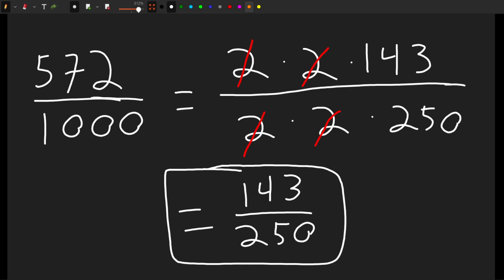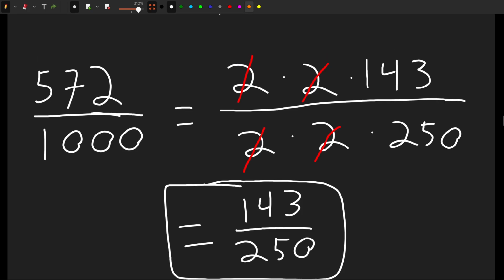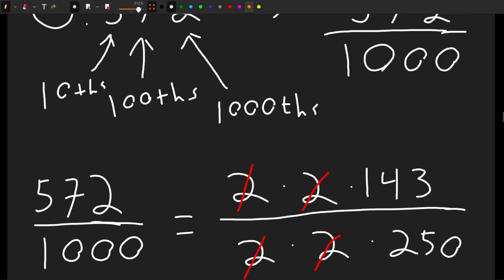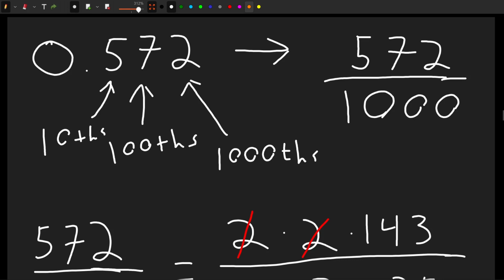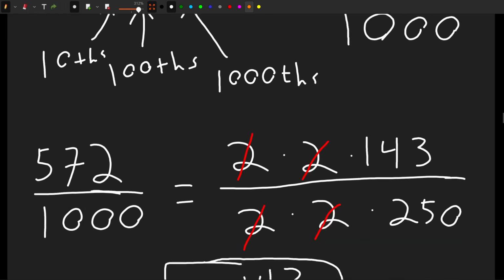Okay. And that concludes this video. That's how we write decimals as fractions. Okay. You're going to mark out the number of places you have. That final place value will determine your denominator. And then after that, you just have to simplify.